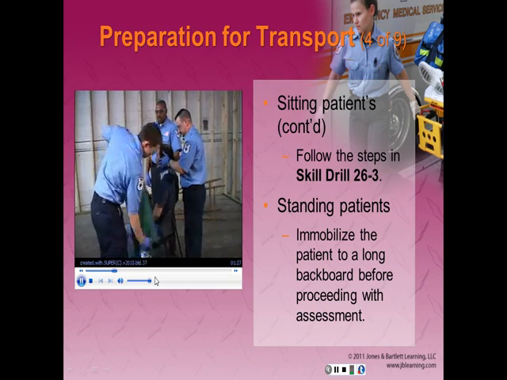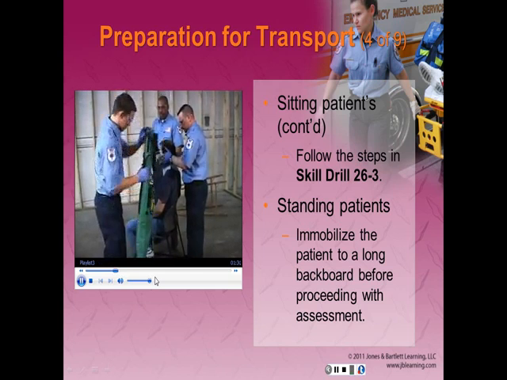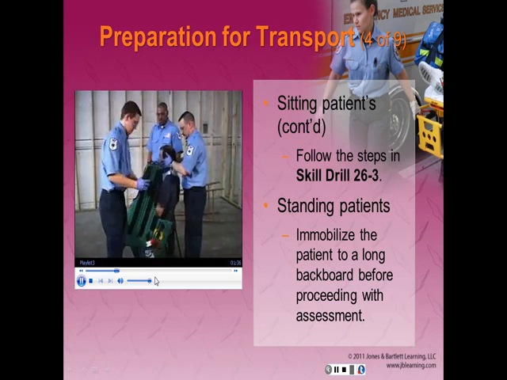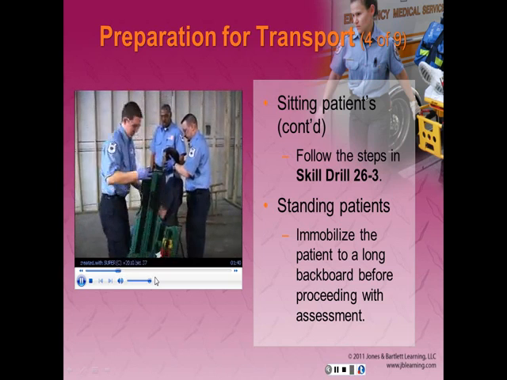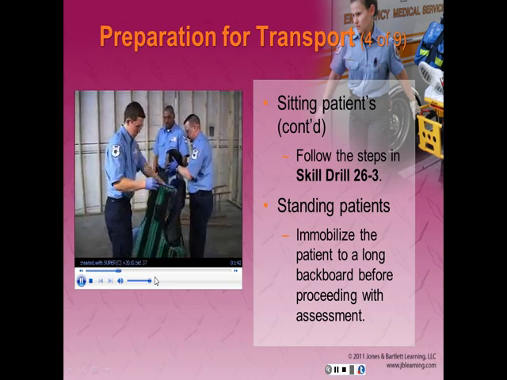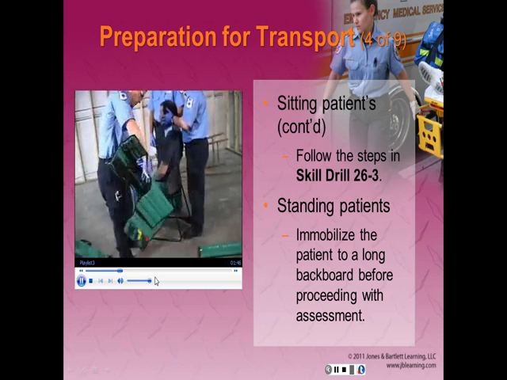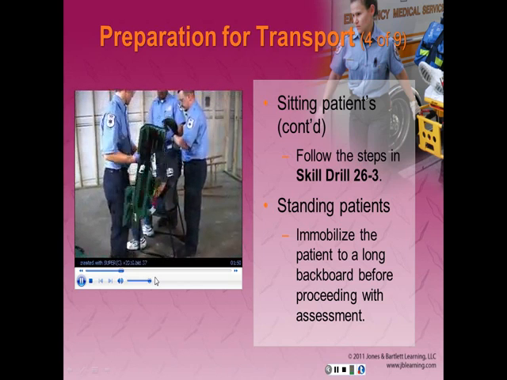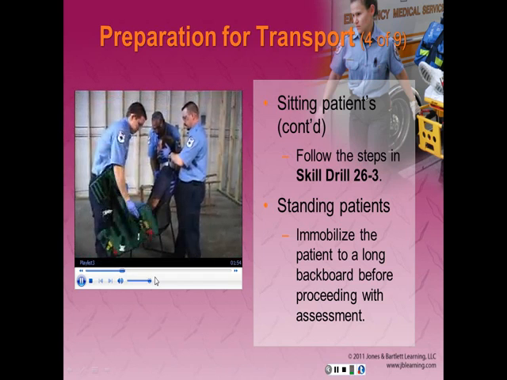Position the short device behind the patient without compromising the integrity of the cervical spine. Begin by having your partner apply manual traction to the patient's head and neck while moving the patient's torso forward.